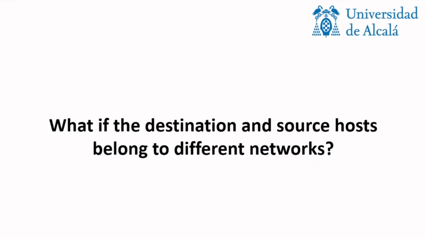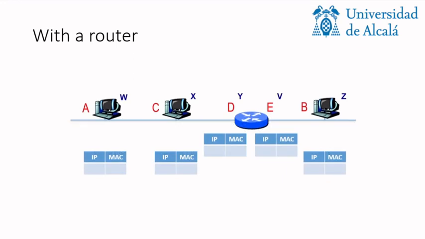What happens if the destination and source host belong to different networks? So in the previous example, all hosts belong to the same network, but if A and B belong to different networks, then A has to first reach the router. In the simple analogy of the letter, you can imagine this as if you have to send a letter to a friend.